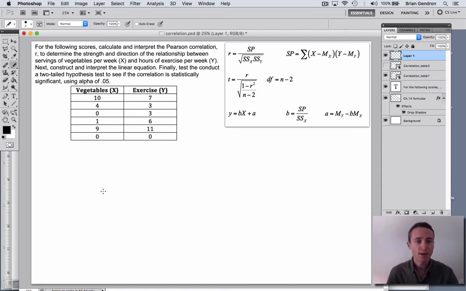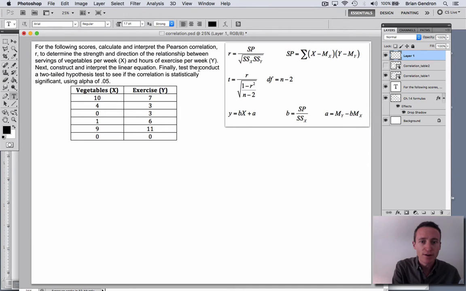So here we go. For the following scores, calculate and interpret the Pearson correlation, r, to determine the strength and direction of the relationship between servings of vegetables per week, X, and hours of exercise per week, Y. Next, construct and interpret the linear equation. Finally, conduct a two-tailed hypothesis test to see if the correlation is statistically significant using alpha of 0.05. Let me just fix that typo.